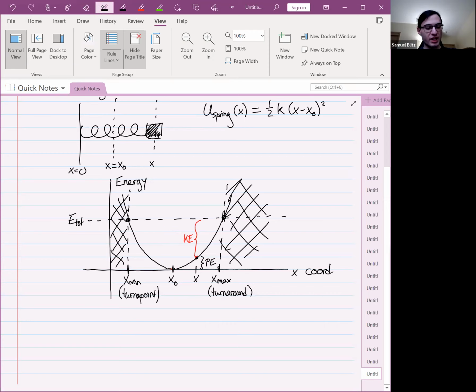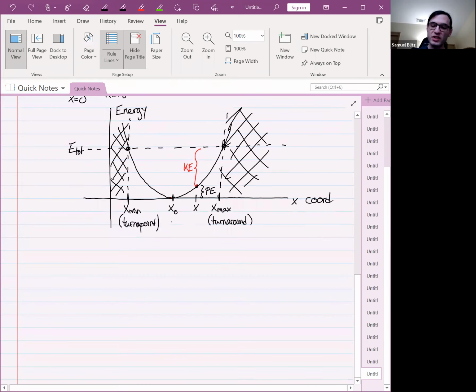Now, there's a little bit of a subtlety here, or rather an interesting feature. And that's at this place, we have an equilibrium point at x equals x naught.